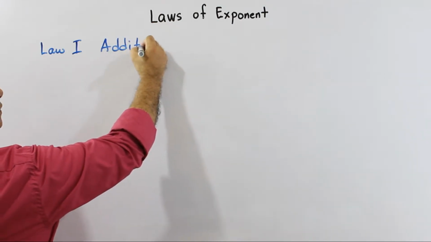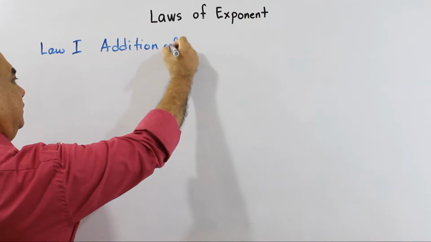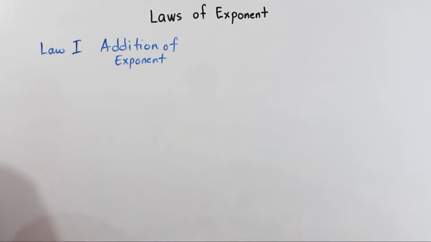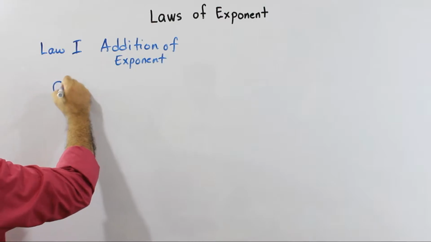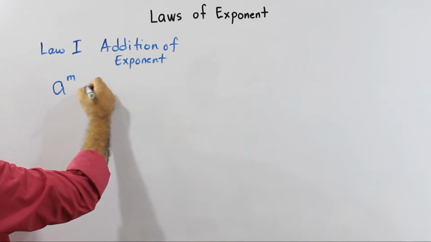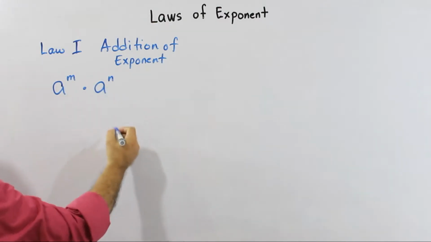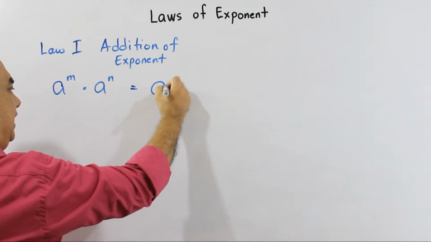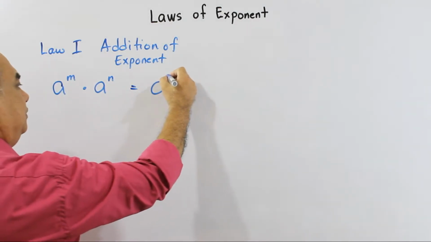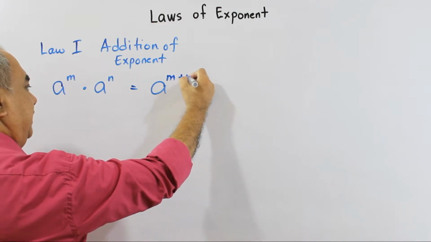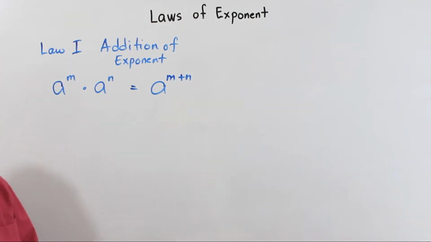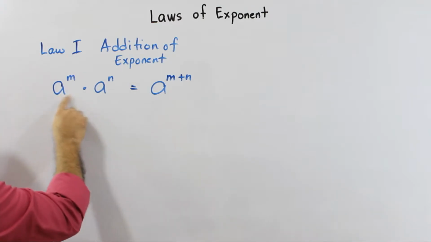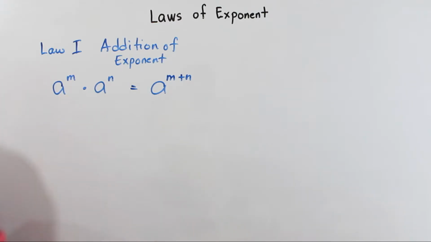So addition of exponents. For this law, we have to satisfy certain conditions, and that is we have a to the m multiplied by a to the n will give us a whose exponent we're going to add them, m plus n. This can only be done if and only if the two bases of these factors are the same. So let's have an example.